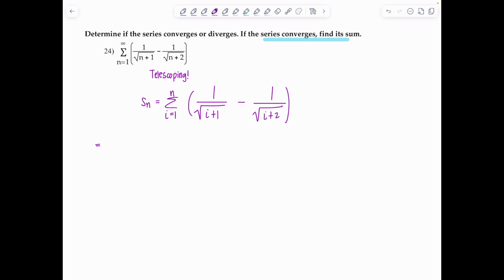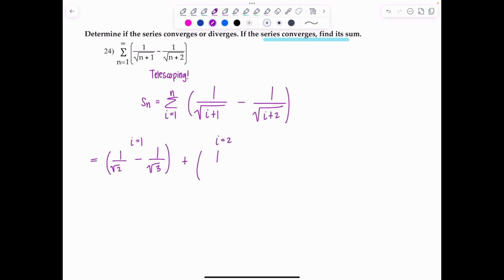So let's start with i equals 1. If I plug in i equals 1, I'm going to have 1 over root 2 minus 1 over root 3. Plus, now move on, i equals 2, I'd have 1 over root 3 minus 1 over root 4, plus, do you need more? Let's keep one more. i equals 3, 1 over root 4 minus 1 over root 5, plus, etc.